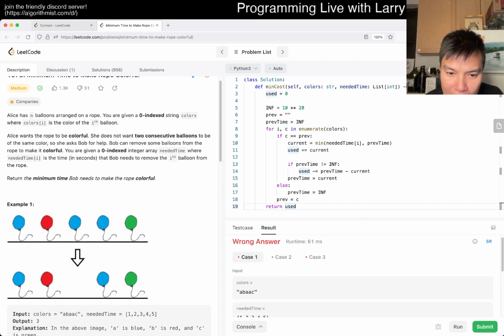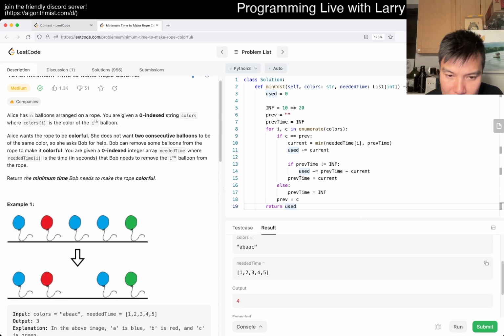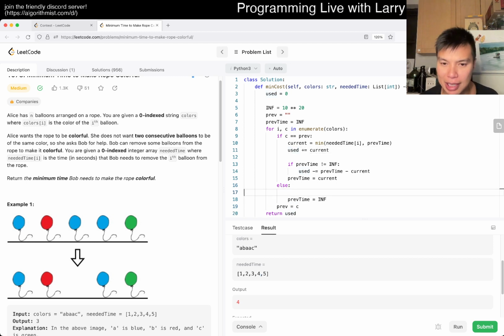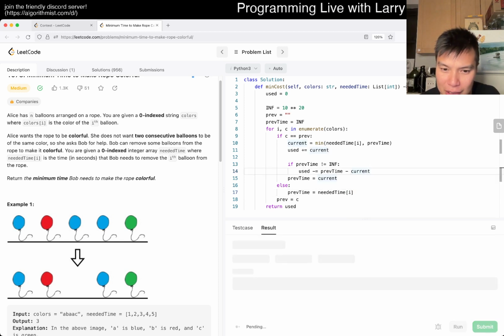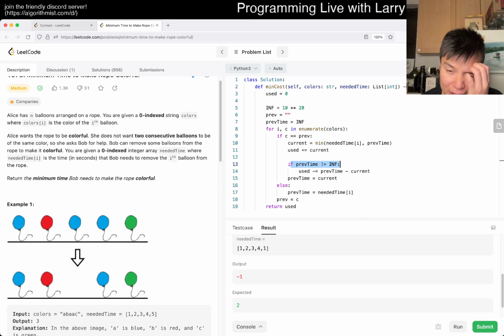Okay, so here I put 4 instead of 3. So just 3, 4. Oh, because if it's not the same, the pref time is not infinity. The pref time is needed time equals sub I. Okay, maybe that's why. Yeah, hopefully that's the only reason why. I think this is wrong because now previous time is not infinity.